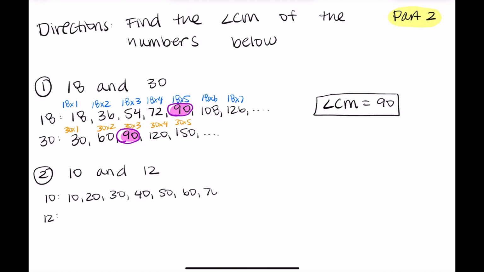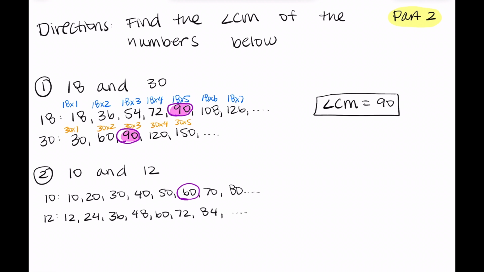Writing out the multiples for both of these will be much easier than writing out the multiples of 18, right? For 10, we would just have 10, 20, 30, 40, 50, 60, 70, 80. And for 12, we would have 12, 24, 36, 48, 60, 72, 84, and so on. So at this point, although we've only gone out just a few multiples for each, we are already spotting a common multiple of 60. So 60 would be our least common multiple and our answer for number 2.